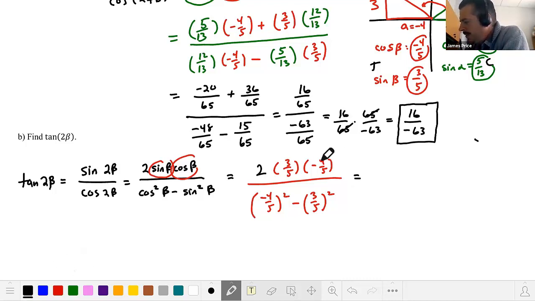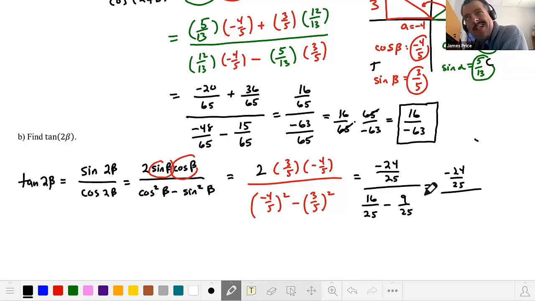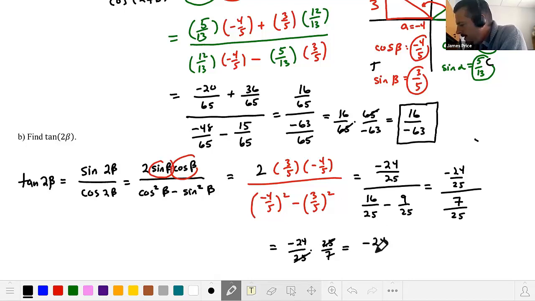So it's going to be equal to 3 times negative 4 is negative 12 times 2 is negative 24, divided by 5 times 5, so that's 25. Then all divided by, from the bottom here, the negatives go away because you're squaring them. So it's 16 over 25 minus 9 over 25, which equals what? So negative 24 over 25, all divided by 16 minus 9, that's 7 over 25. And so that's equal to negative 24 over 25 times 25 over 7. So you multiply by the reciprocal, boom, boom, those go away, and we get negative 24 over 7.